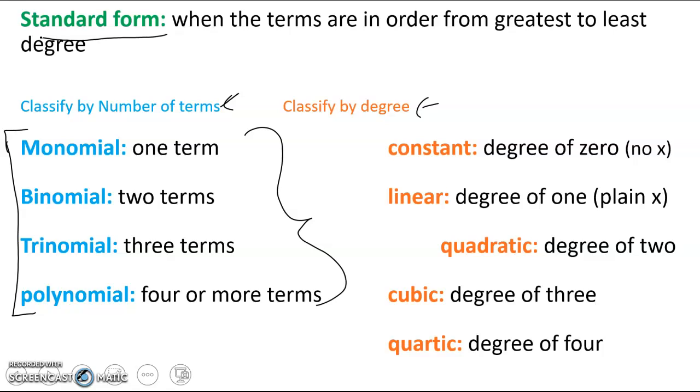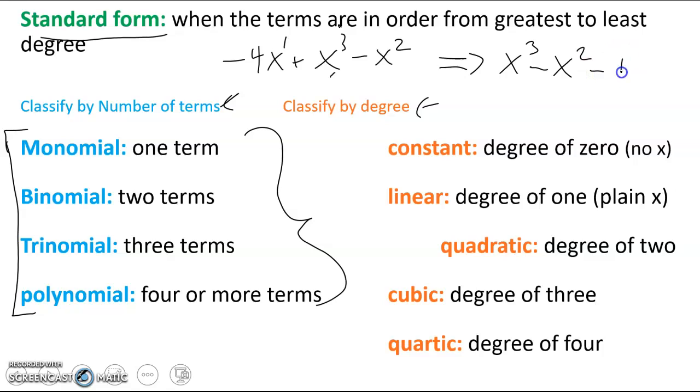So if you had something like negative 4x plus x cubed minus x squared, and we were to write that in standard form, we would move the x cubed to the front. It would become x cubed. What comes next? The next highest degree is 2, so it's minus x squared. Then we have the negative 4x, and that would be last since it's degree 1. Since it's negative 4x, it would be minus 4x. So that would be standard form there.